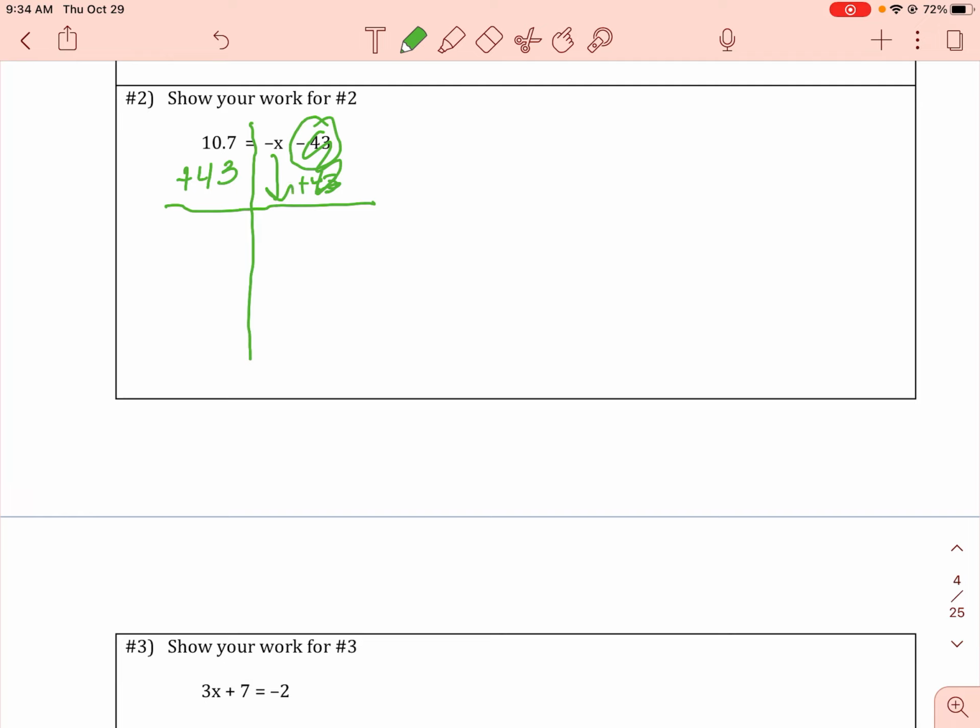So I bring this negative x down. Don't forget about that negative. 10.7 plus 43 is 53.7. This is like saying negative 1 times x. To undo multiplication, the opposite of multiplication is division. So I divide each side by negative 1. X equals negative 53.7.